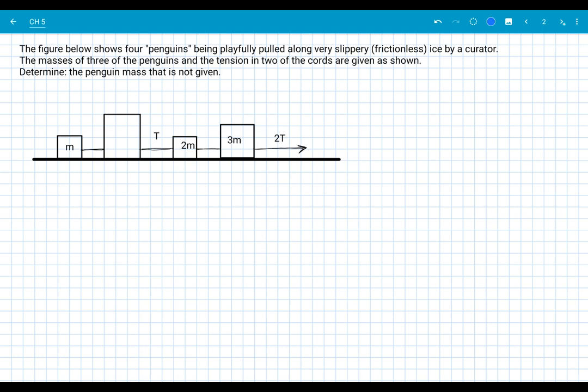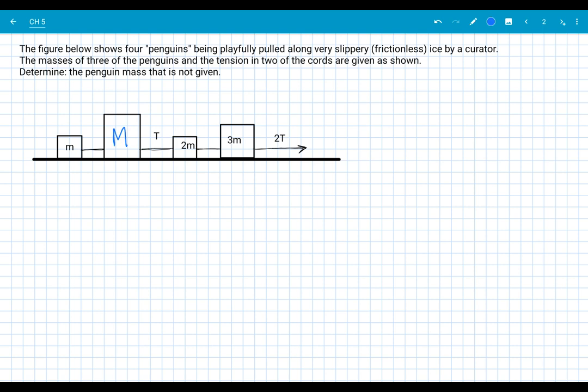In order to do that, I'm going to name some of the unknown things that I'm going to need here. So the unknown penguin mass, I'm going to need to call it something in my work. So I'm just going to call that capital M. I'm going to go back to my pen and call that capital M.